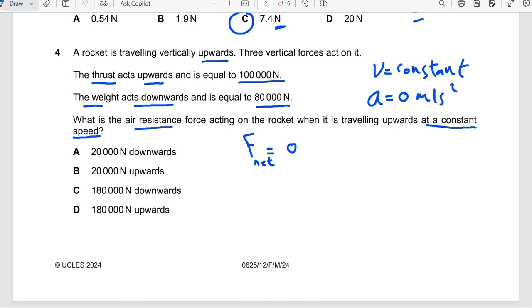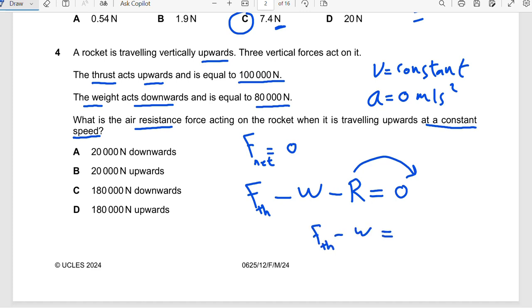Remember, since the thrust is going up, so we write thrust force minus weight, because it goes in the opposite direction, minus air resistance, I will name it R, equals 0. Why is R minus? Because the air resistance goes against the motion. The rocket is going up, so air resistance is going down. Okay, what do they want? They want air resistance. So I take this to the other side, it is going to be F thrust minus weight gives me the air resistance.